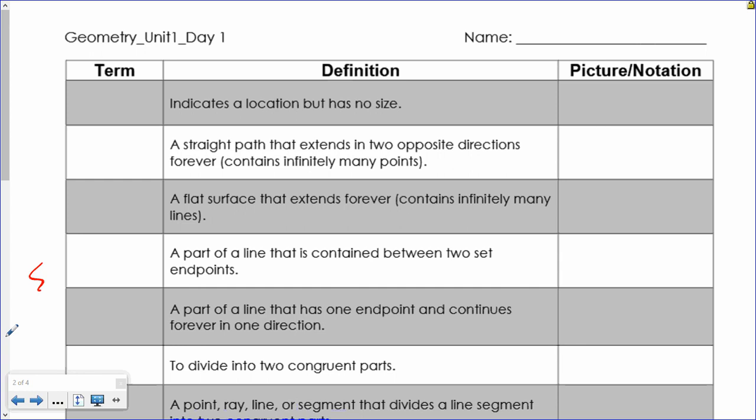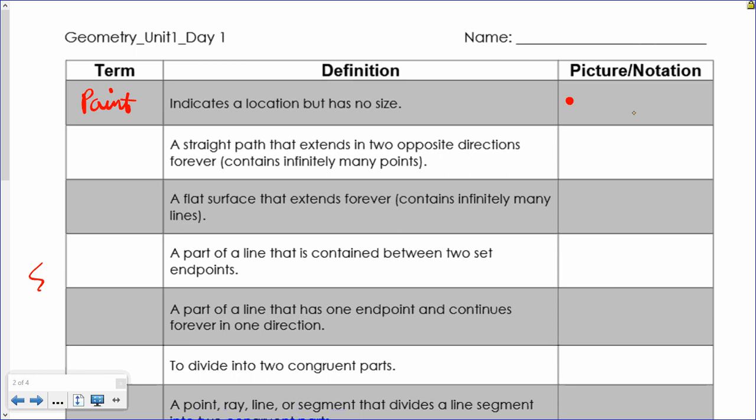All right. So what do you guys think indicates a location but has no size? A point. Now this is interesting because when we draw points, we physically see them, right? That's our best representation of a point, but that's actually technically a dot. A point actually can't be seen. So the best way that we can represent a point is with a dot, which is the visual representation, because the official definition of a point is that it has no size. So obviously you can't see it.